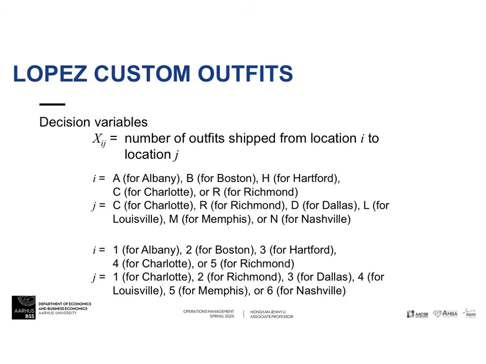Now we try to model this problem. First, of course, define the decision variables. Again, you can choose to use numbers as an index of your decision variables. You can also use the initials or the names of the locations. So here, the decision variable is xij, which is the number of outfits shipped from location i to location j.